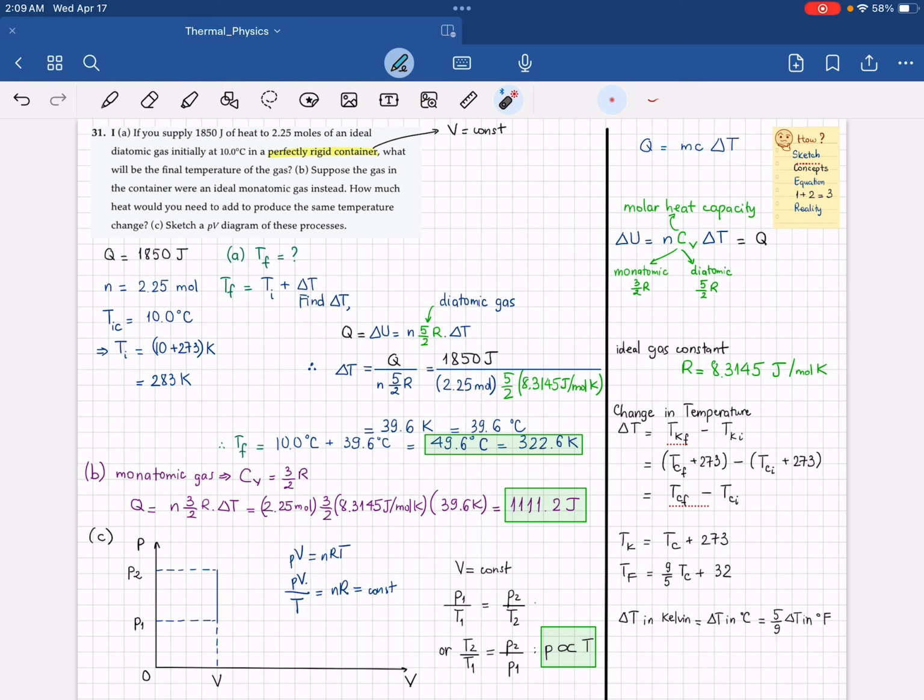And then if we move P1 to the other side and T2 to the other side, we got this ratio as well, which tells us that the pressure is proportional to the temperature. So if the temperature is increasing, then the pressure should also be increasing at the same rate. That's why we know that P1 should be less than P2, because the temperature is increasing as the gas is heated up. That's why in the PV diagram it's simply a straight line like this.